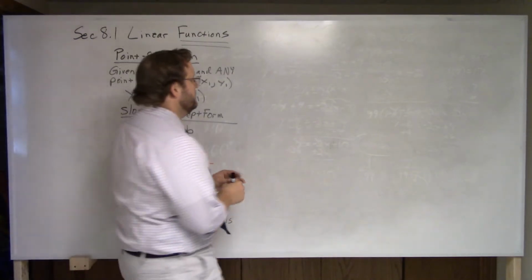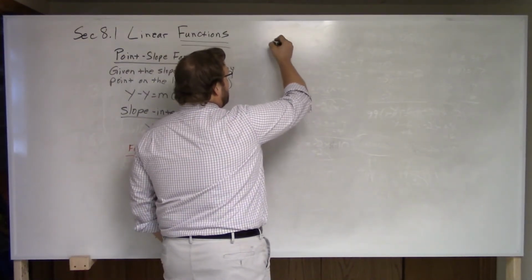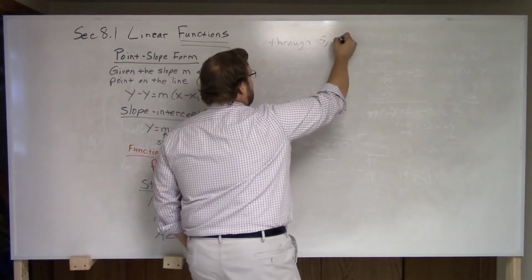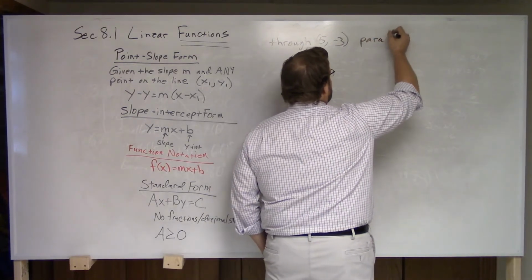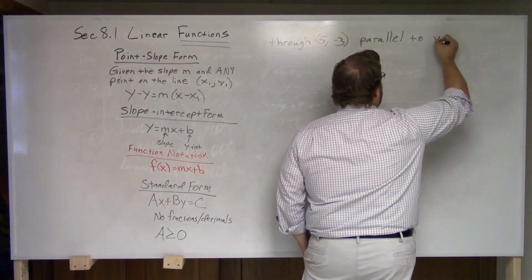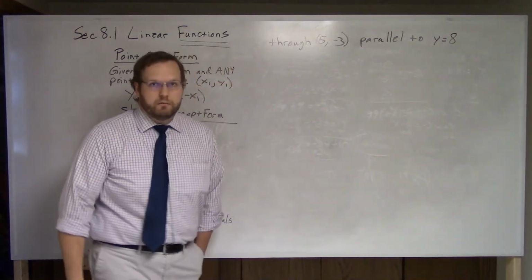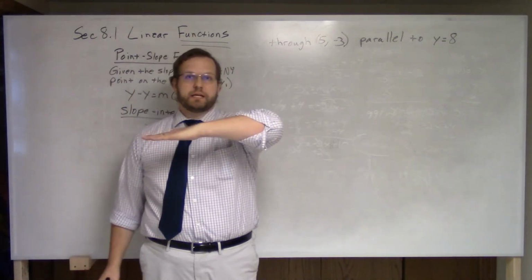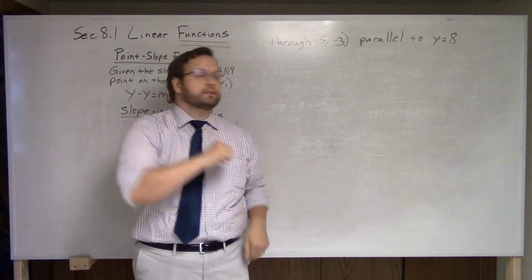Let's say they give you something like this. You're going through (5, -3), and you are parallel to y equals 8. Now, we should remember from the past, y equals 8 is a horizontal line. If I'm parallel to this, I'm also a horizontal line.